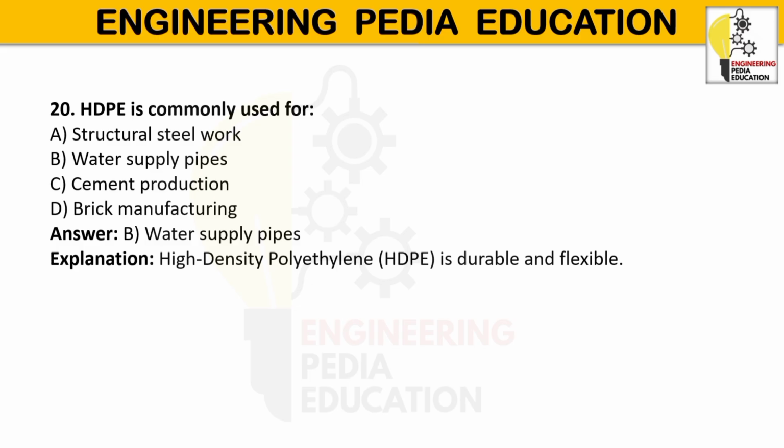Advantages are lightweight, easy to transport, high strength, resistance to corrosion, flexible and durable, suitable for underground piping and irrigation system.